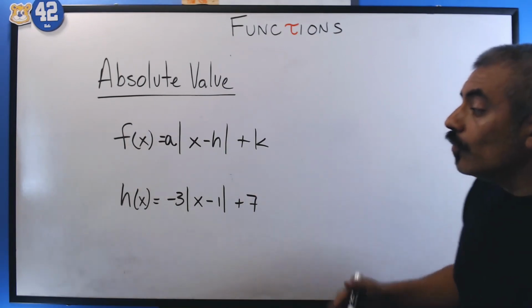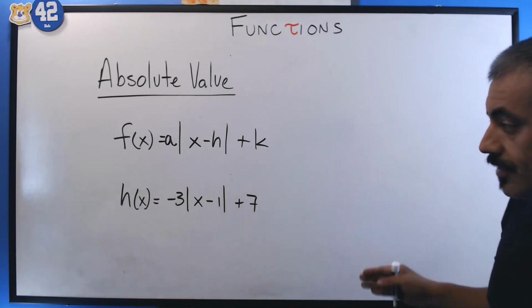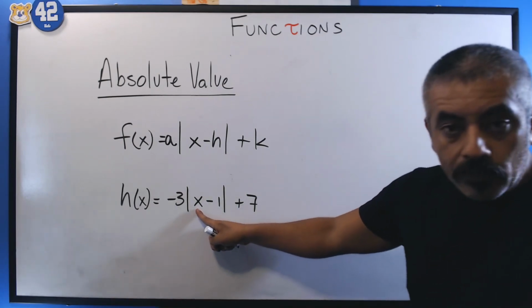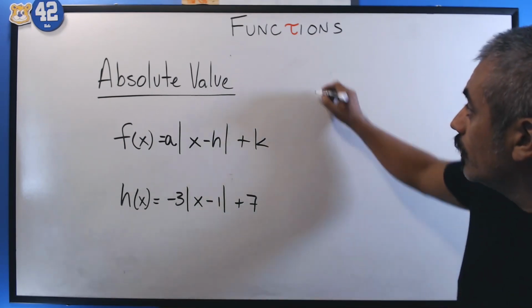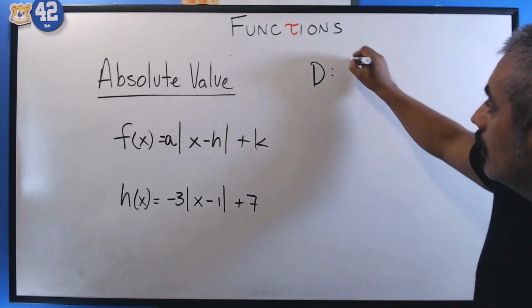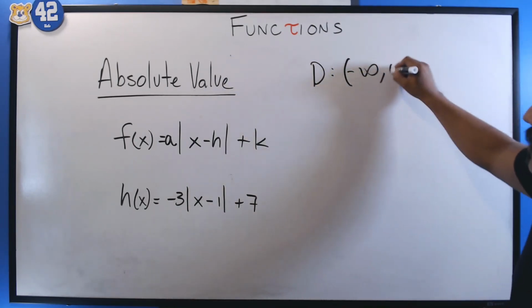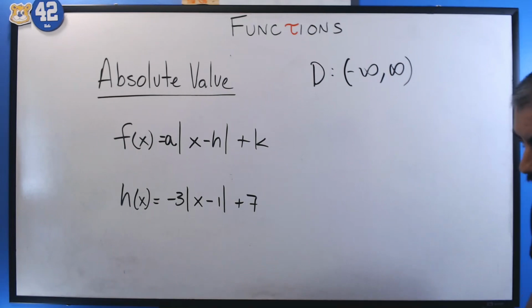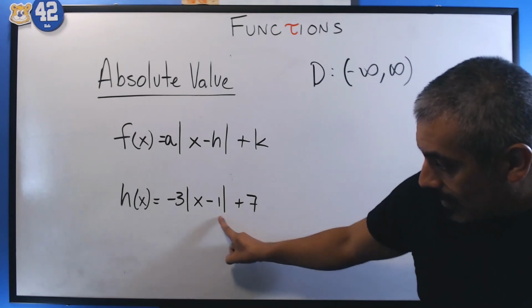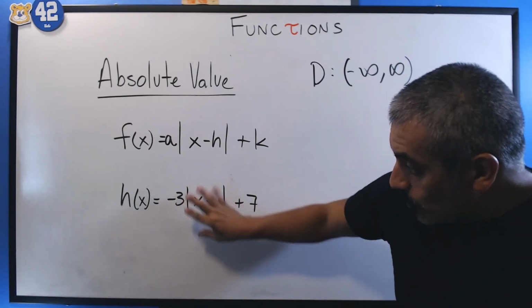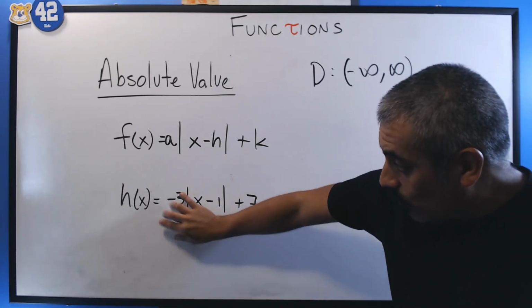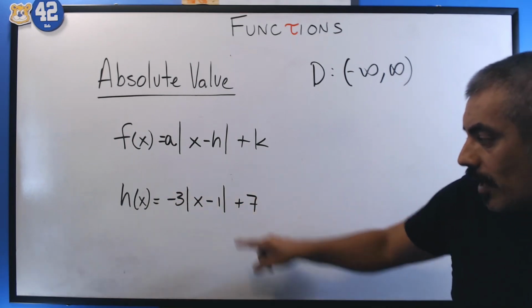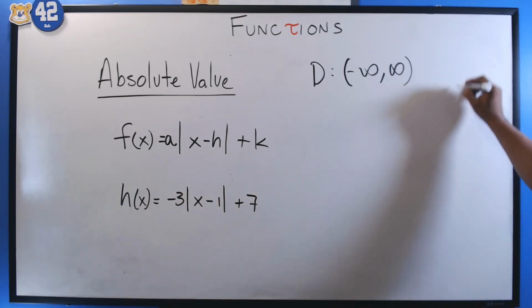As we know, the domain is all real numbers. This function can take any real number and return a value. So we're going to say domain -infinity to +infinity without including either. And the range, well, let's ignore everything that's attached to the absolute value, like that. We're going to ignore it, and we're going to see that there's a +7. So the y value is going to be a 7.